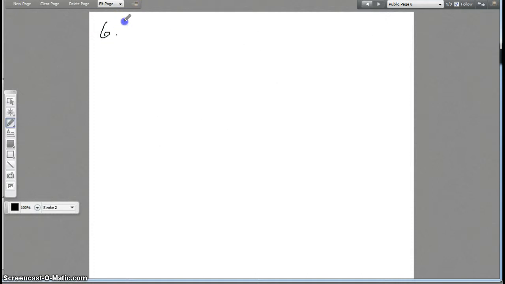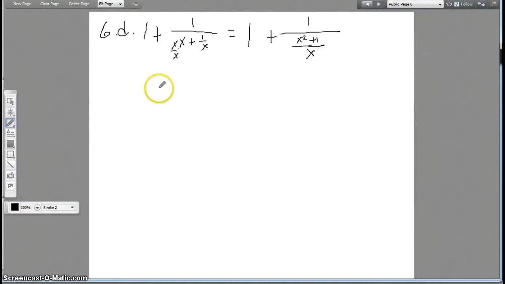So let's take a look now at 6D. 6D is 1 plus 1 over x plus 1 over x. We need a common denominator, so I'm going to multiply this first fraction by x over x. And what I get is 1 plus 1 over x times x, which is x squared, plus the 1 over x. And so what I have here is 1 plus 1 being divided by a fraction, so that's the same as being multiplied by the reciprocal of that fraction. And so what we have is 1 plus x over x squared plus 1.